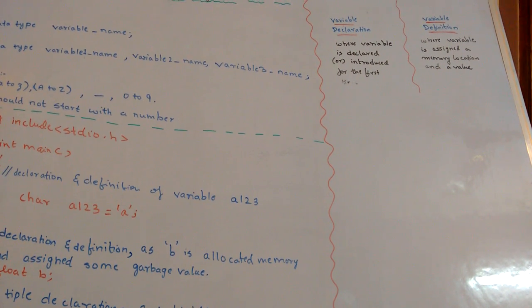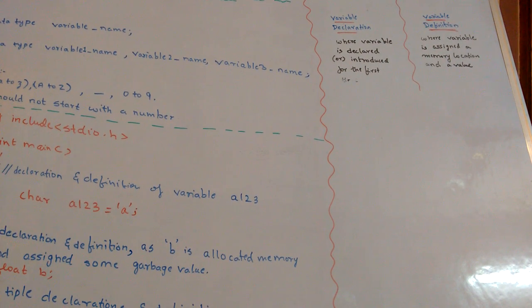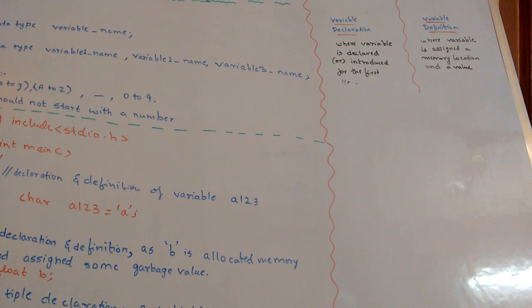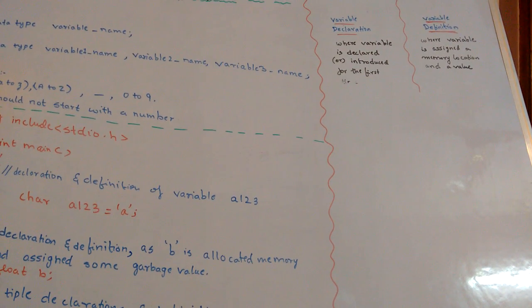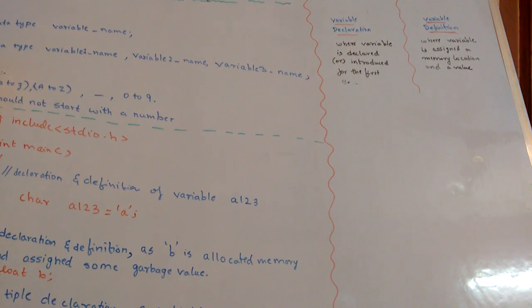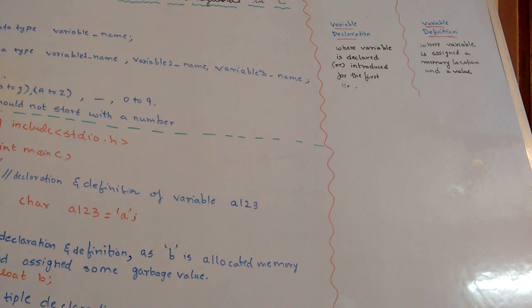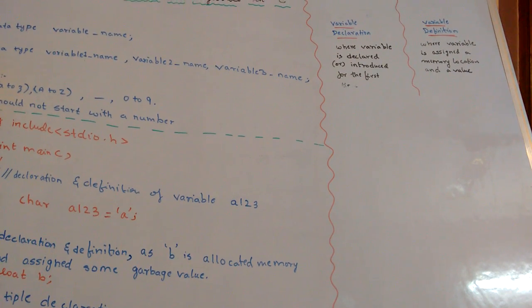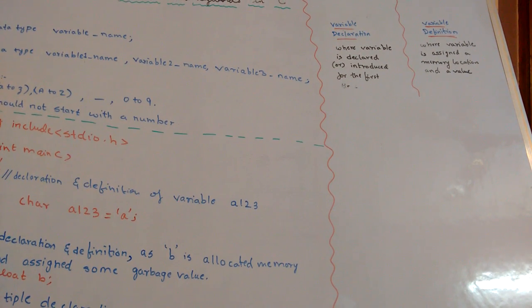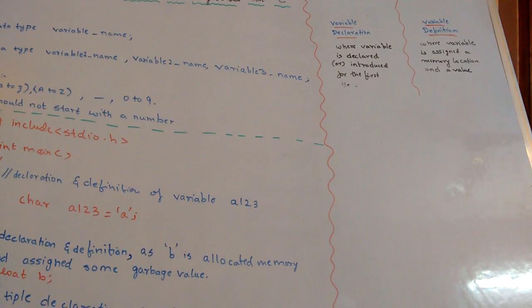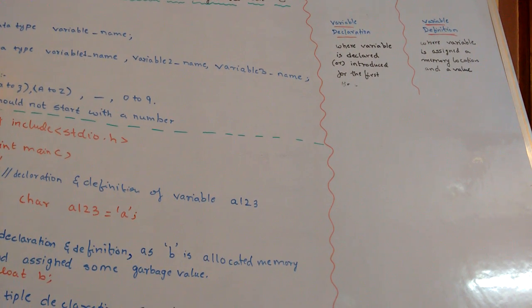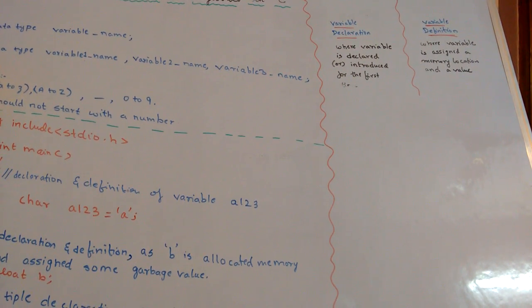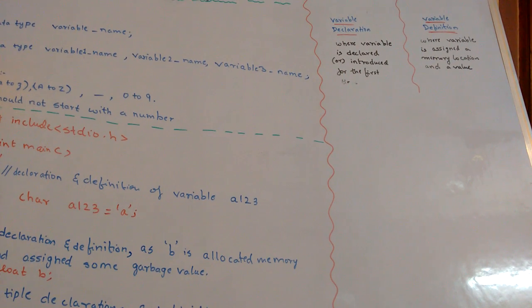Anyway, I have given all these examples in the program that I have listed below. So if you are not 100% convinced, please wait for a few minutes. You will be convinced. And then variable definition. In variable definition, it is the part of the program where the variable is assigned a memory location and a value. Where a variable is assigned a memory location and a value, that part is called variable definition.